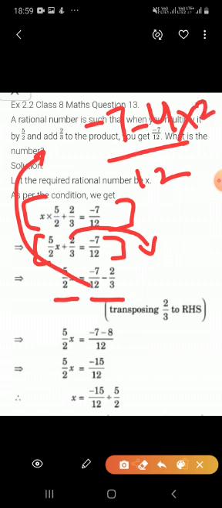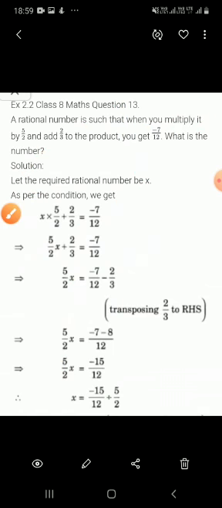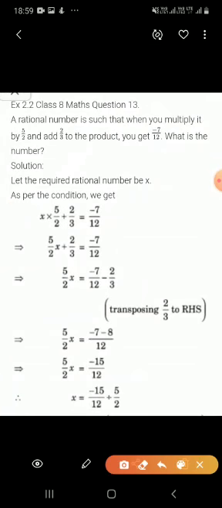So see, minus 7 will come what? Minus 7 minus 8 upon 12. So here it is being shown: 5 upon 2x equal to minus 7 minus 8 upon 12. Minus 7 minus 8, same sign is there, minus. So same sign means we are doing the sum. So 7 plus 8 is 15, and the sign will remain the same, that is minus. So 5 upon 2x equal to minus 15 upon 12.